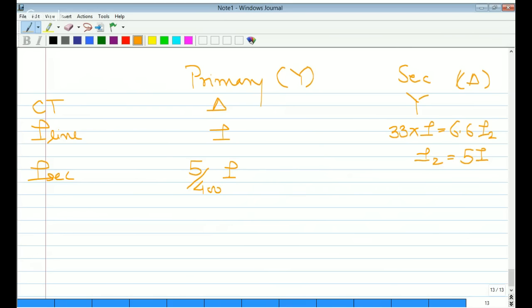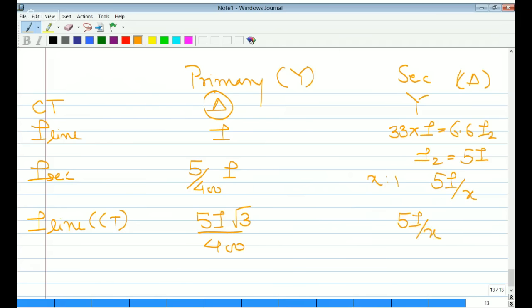And here suppose the current transformer has a ratio of x is to 1, so it will be 5I by x. Okay. Now what will happen to the line current of current transformer? Here current transformer is delta, so line current would be 5I root 3 by 400. Here current transformer is star, so line current will be 5I by x.